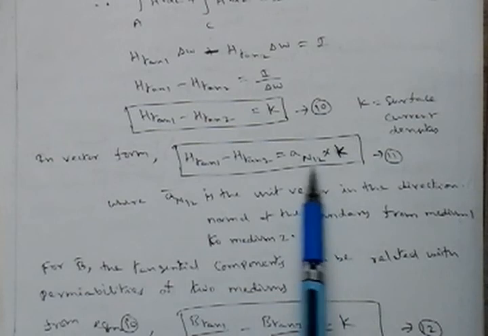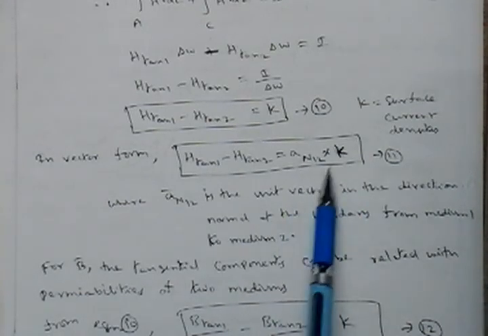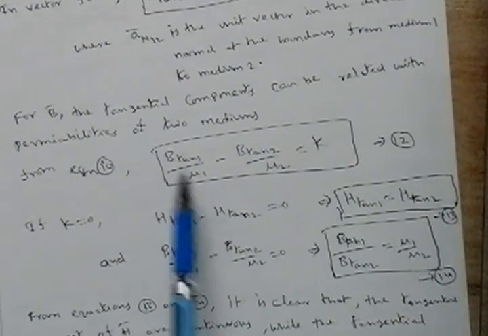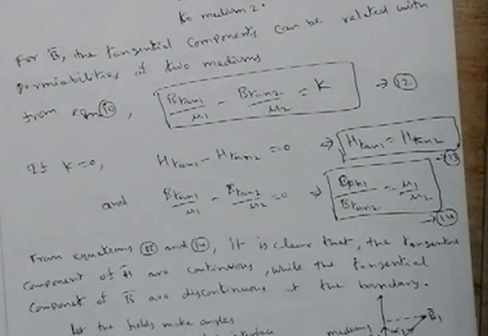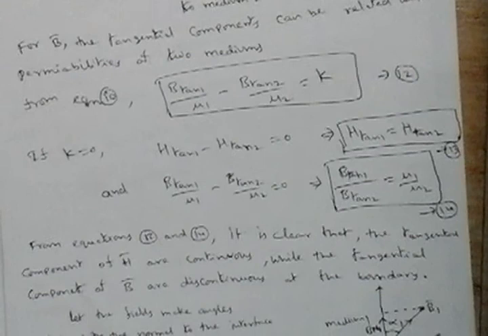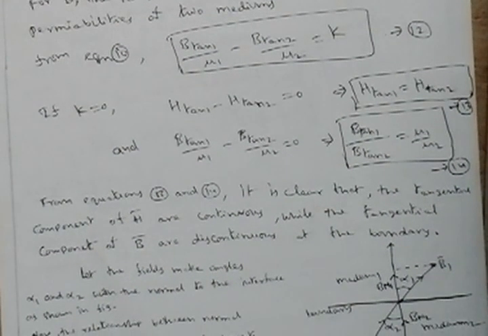and in vector form it is a AN12, that is the normal component from medium 1 to medium 2, into K. So finally, b tan 1 by mu1 minus b tan 2 by mu2 is equal to K only. When K is equal to 0, assume the surface current density is 0, then H tan 1 is equal to H tan 2, or b tan 1 by b tan 2 is equal to mu1 by mu2. This is about the normal components as well as the tangential components for magnetic boundary conditions.